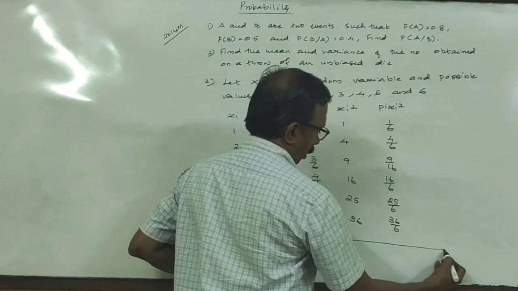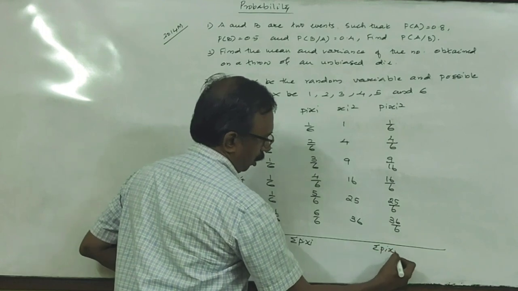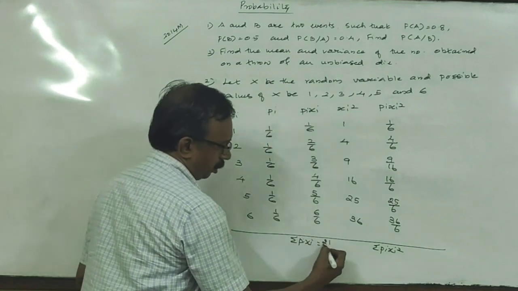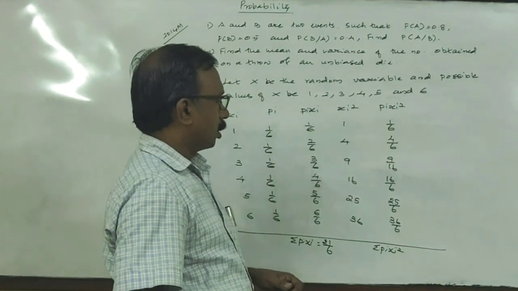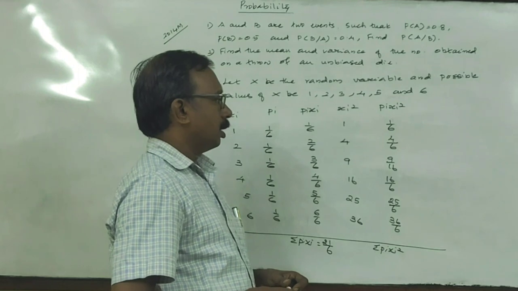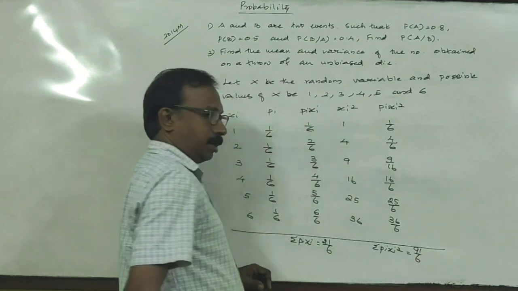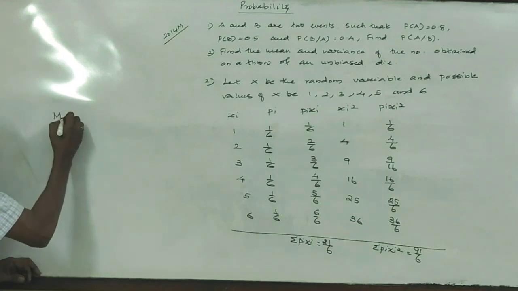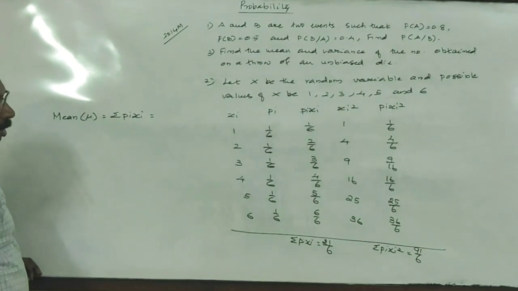Now we can find sigma pi into xi, which is known as mean. Also sigma pi into xi square. Pi into xi is 21 by 6, and for pi into xi square the running sum is 1, 5, 14, 30, 55, 91. Here it is 91 by 6, isn't it? Now mean mu is equal to sigma pi into xi, that is 21 by 6.